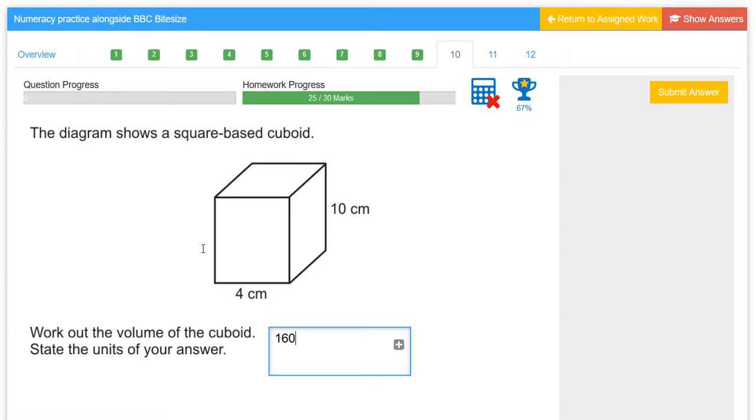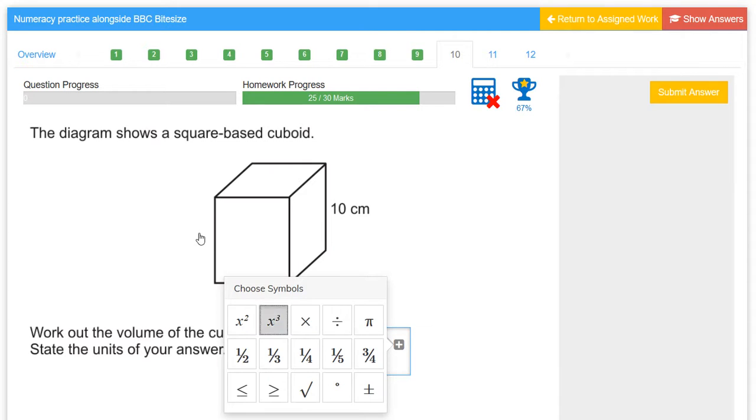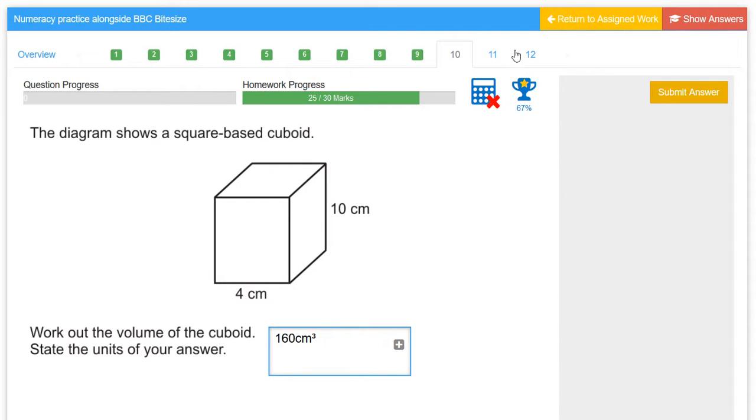But I'm asked for the units. So centimeters what? Well, centimeters is for length. Centimeters squared is for area, because a square is a 2D shape. Centimeters cubed has to do with volume. So I'm going to hit the little box here, look for the cubed, and there it is.